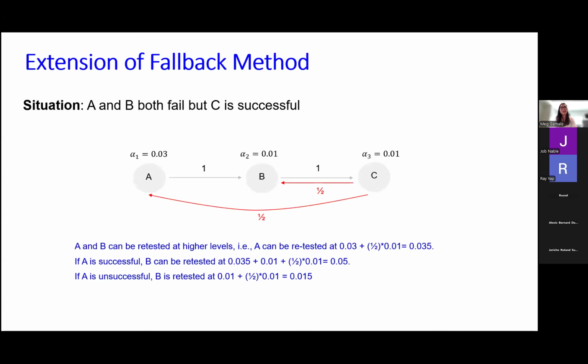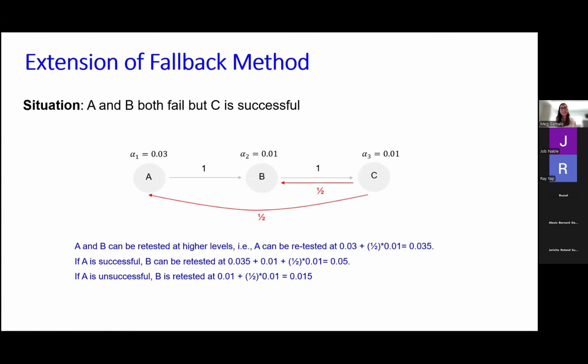We can further complicate this with what we call an extension of the fallback procedure, meaning that if C is successful, I can retest B with half of the 0.01. So I will test B with 0.01, sorry, that would be 0.035.